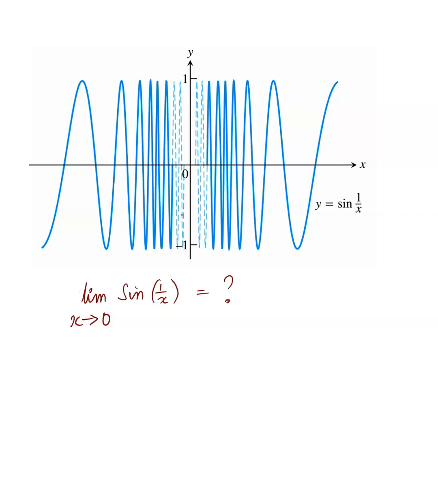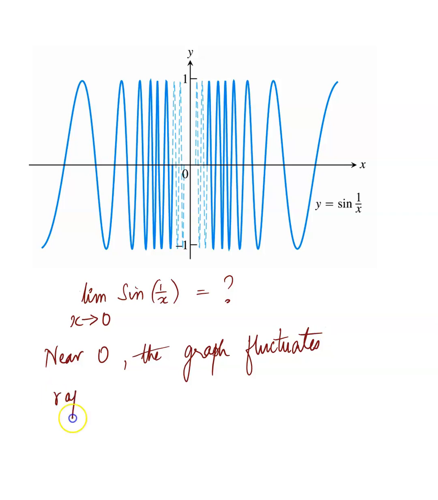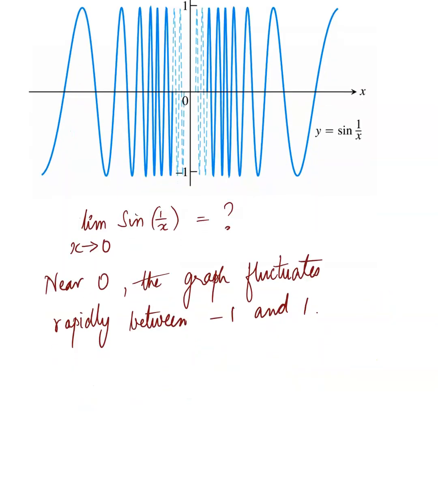So near 0, the graph fluctuates. I'll just write that here. Near 0, the graph fluctuates rapidly between -1 and 1, isn't it? So there is no way for us to find, as x approaches 0, we see that the function, there's no particular L that you can come up with to see what happens as we approach 0.